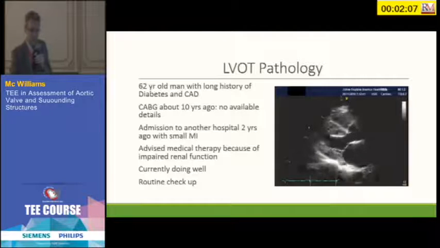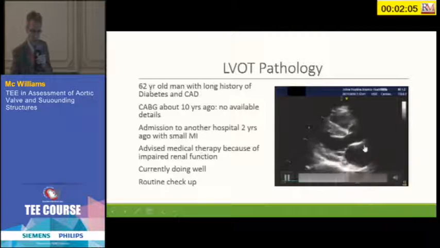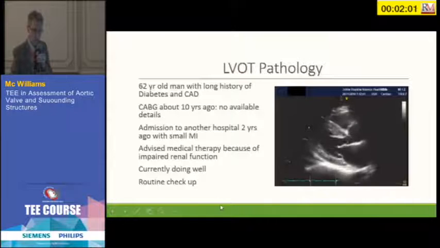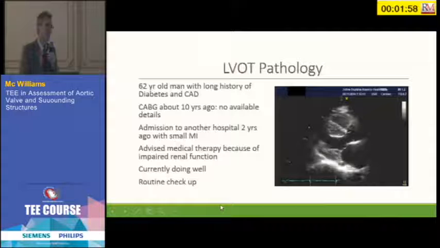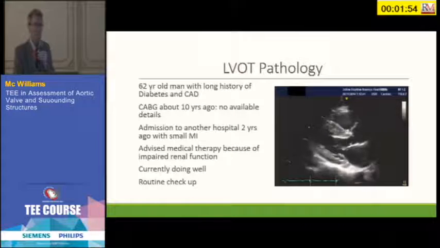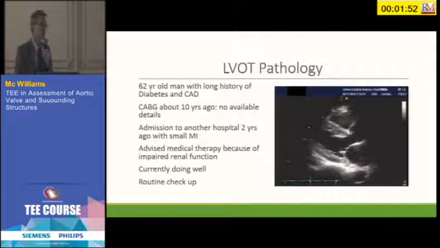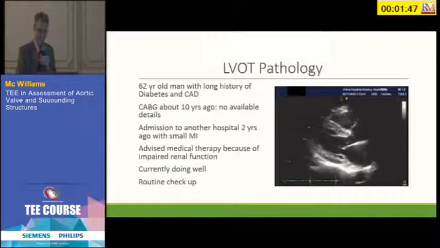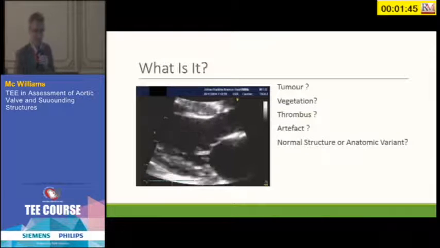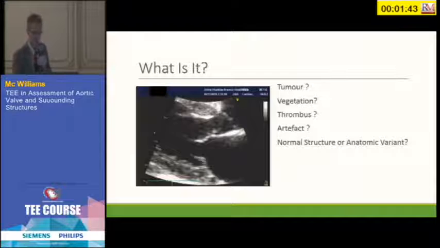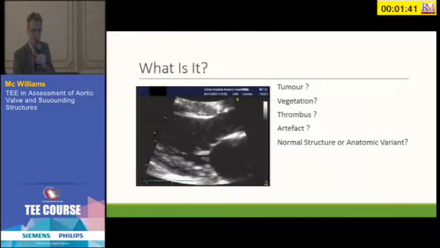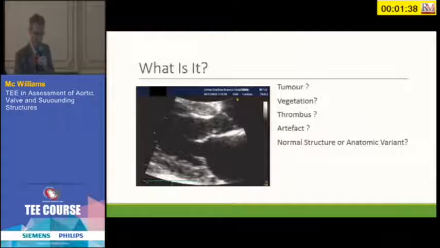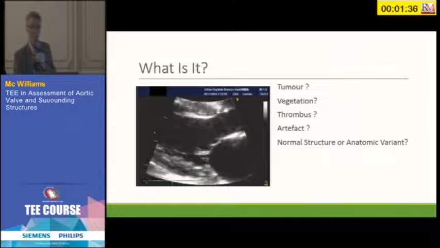There's something in the LVOT. You see here? There's something under the valve here. So what do you think this could be? Vegetation, maybe? What investigation would you do next? That's an easy question. So is this a tumor? Is it a vegetation, a thrombus, an artifact, or is it a normal structure, an anatomic variant? What do you think? I have to ask the experts here.